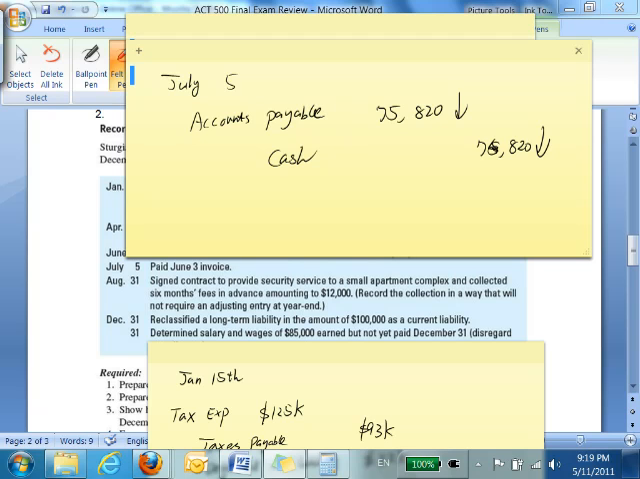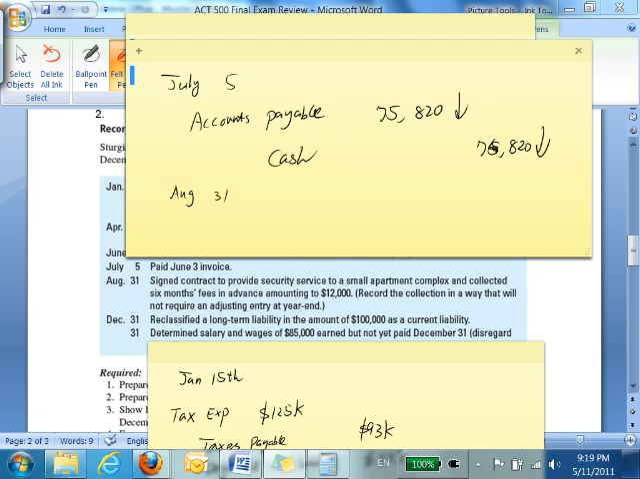August 31st, signed contract to provide security service to a small apartment complex and collected 6 months fees in advance amounting to 12,000. Record the collection in a way that will not require an adjusting entry at year end. Okay, I will deal with this issue. August 31st.